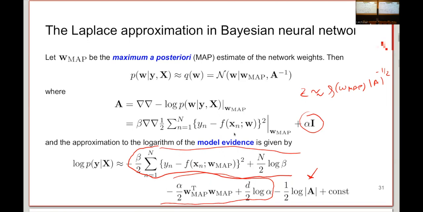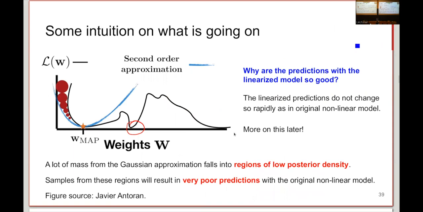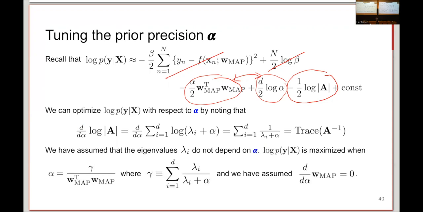What happens is that this dependence is actually very small, and you can kind of ignore it, and everything works very well. And that's what David MacKay did in his thesis. So he came up with this formula that you obtain when you compute all these gradients and then solve for the gradient being equal to zero. You can find that the solution is alpha equal to gamma divided by this dot product of the weight values for the MAP solution.